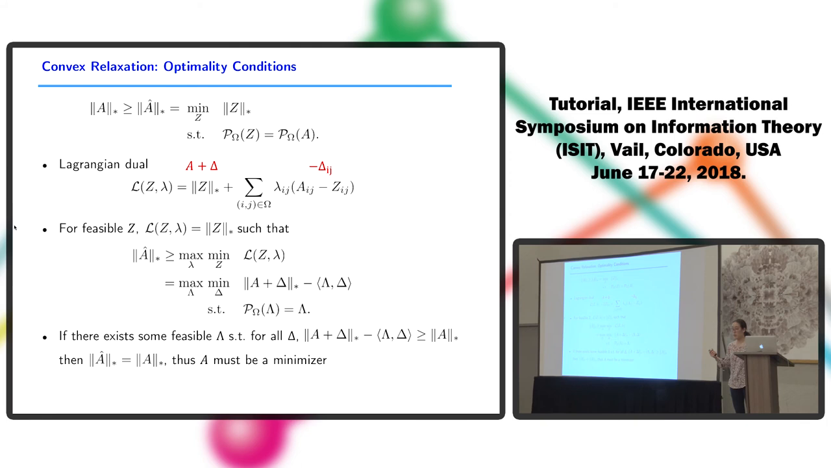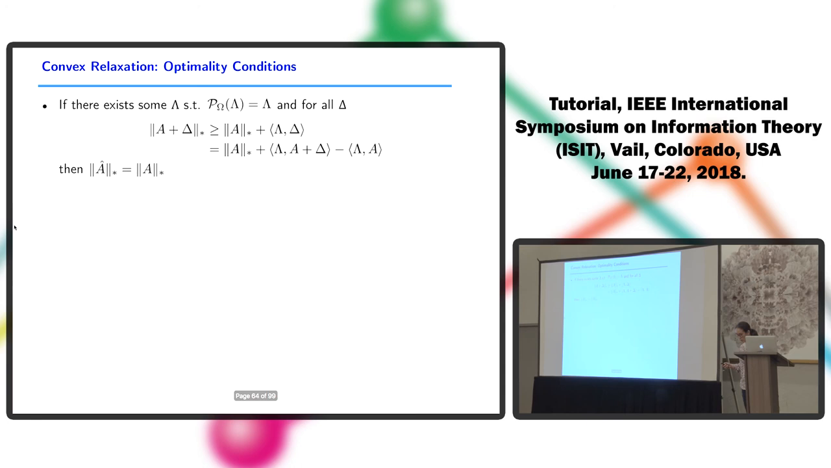So the existence of this lambda, this lambda is called a dual certificate because it gives you a certificate that says that as long as I show such a lambda exists, then indeed A must be a minimizer. And there's another more convenient representation for the condition for the dual certificate, which I'll introduce here.